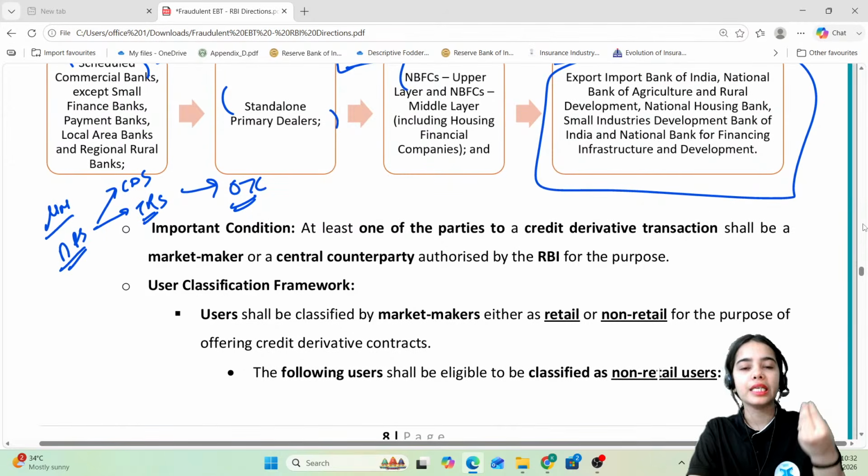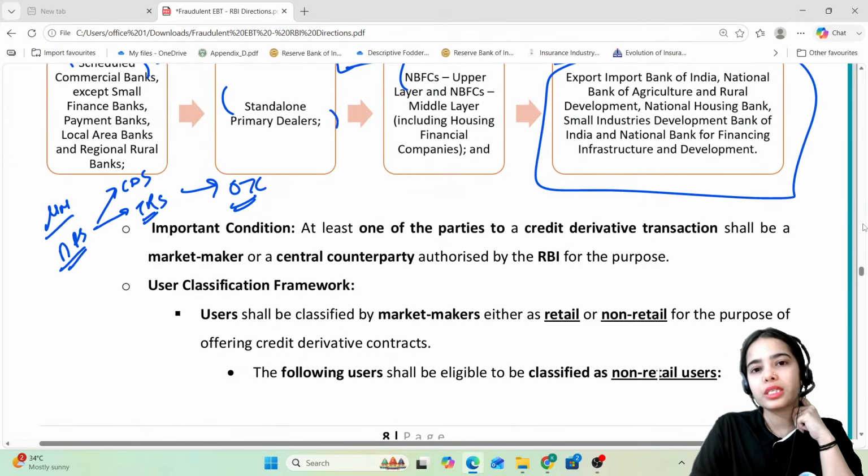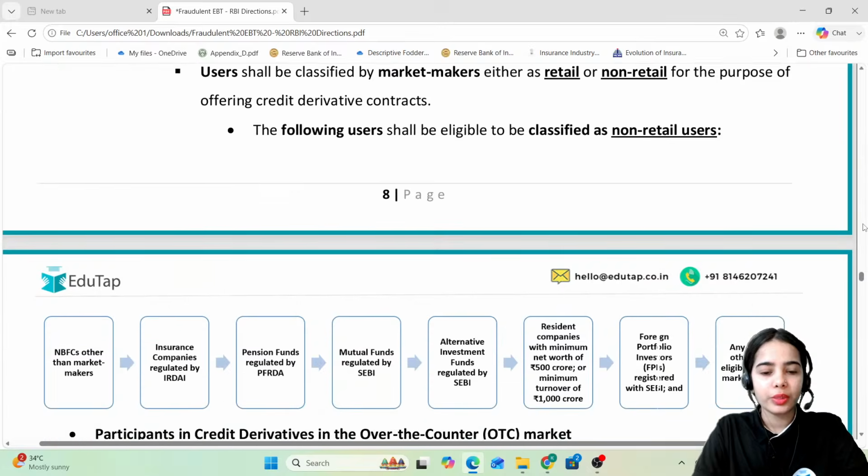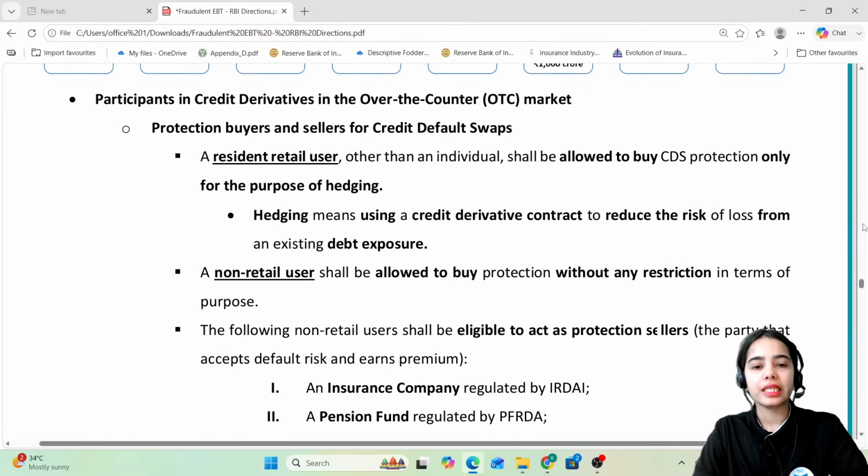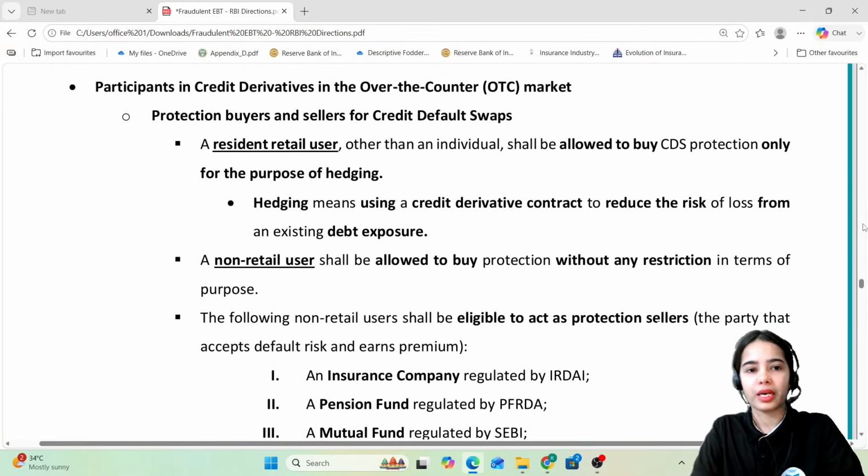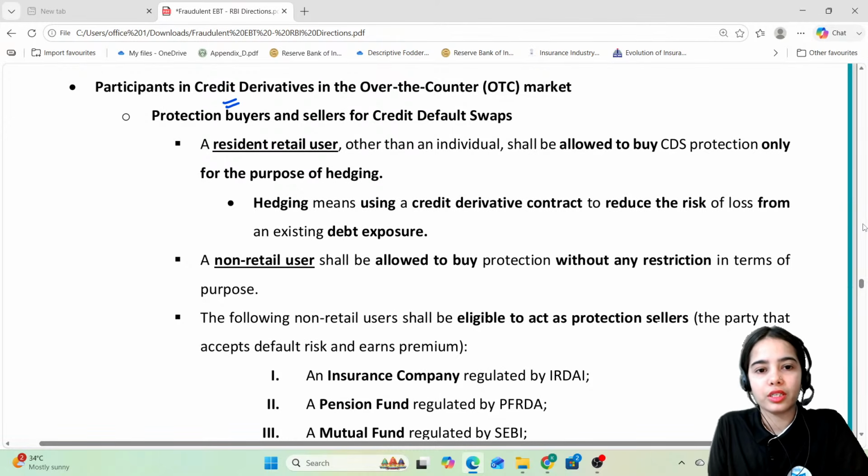They can buy and sell the total return swap in the OTC market. Now, next we were discussing the participants in the credit derivative in the over-the-counter market. In the credit derivative, the protection buyers and sellers for credit default swap. So, who are the buyers and sellers in the credit default swaps?